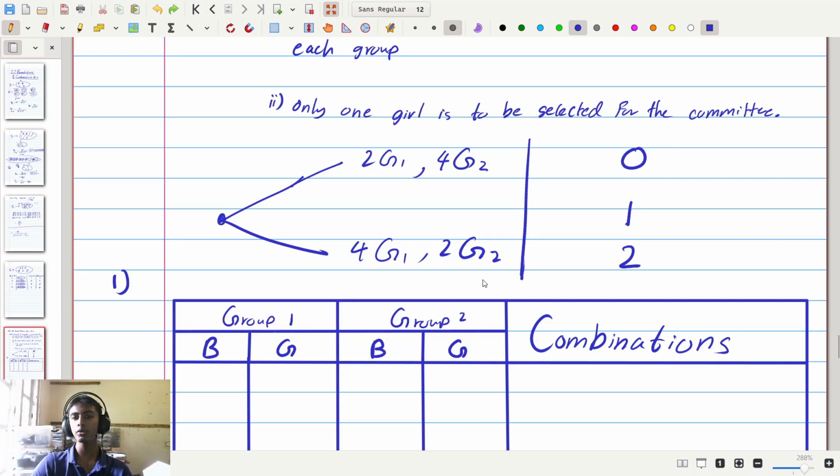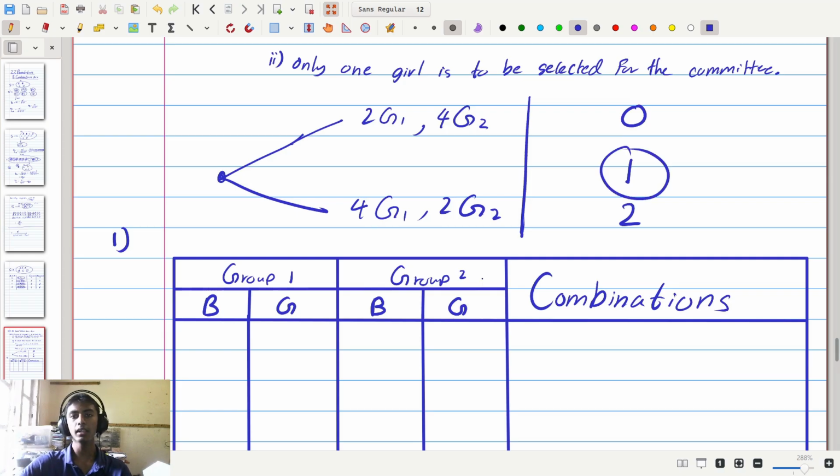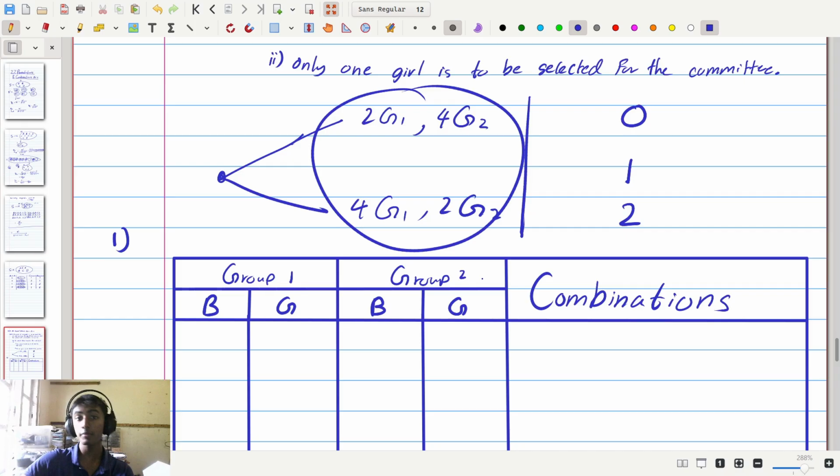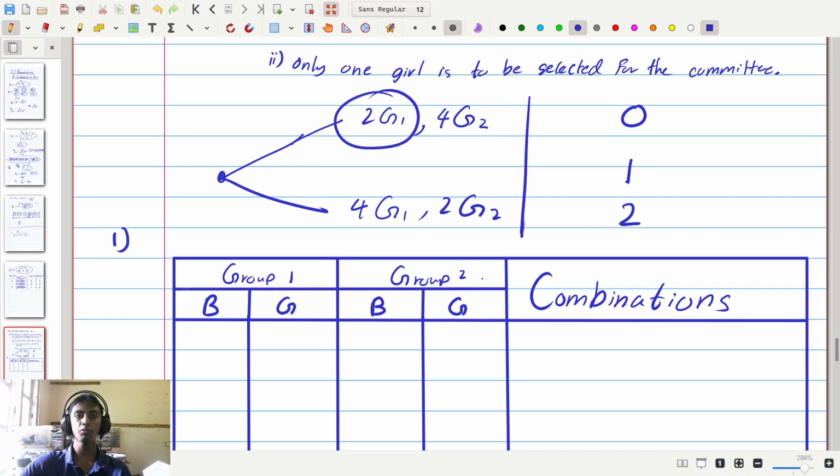Now then, moving on to the next case. For one girl, we could choose this one girl from each of the two groups. We could either choose it from the first group or the second group. Now let's go into each of these cases and consider choosing the girl from each of the groups. In the case where we choose 2 from group 1 and 4 from group 2, we could either choose one boy and one girl from group 1, in which case we would be forced to choose no girls from group 2, and then in that case, to get a total of 6, we would be forced to choose 4 boys from group number 2. So therefore, this situation is impossible.